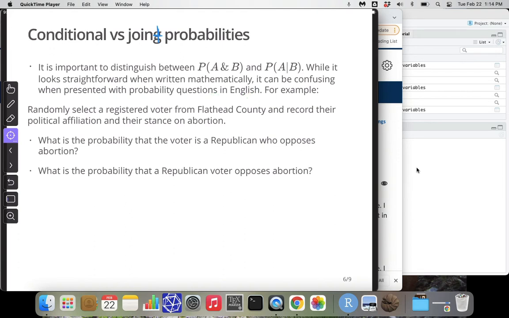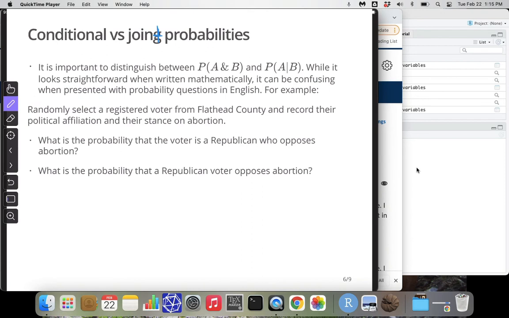So, for example, imagine that we're randomly selecting a registered voter from Flathead County, and we're recording their political affiliation and their stance on abortion. The first thing we could ask is, what is the probability that the voter is a Republican who opposes abortion? A second question we could ask is, what is the probability that a Republican voter opposes abortion? Now, these sound very, very similar, but one of them is a joint probability and one of them is a conditional probability. And how can we ID which is which?